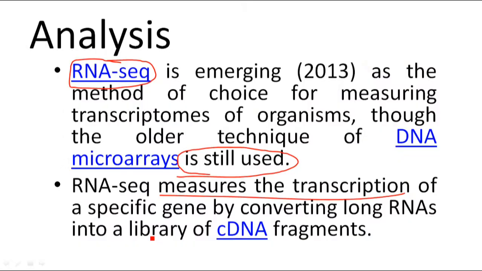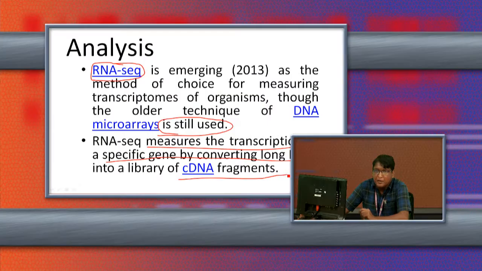RNA-seq measures the transcription of a specific gene by converting long RNAs into a library of cDNA fragments. So this is what we are doing in RNA-seq. It is a method to measure transcription of a specific gene, right? For example, BRCA1, the gene responsible for breast cancer. If you are dealing with that single gene, it is frequently called a specific gene, right? The RNA from the gene, the long RNA, is converted into a library of cDNA fragments.